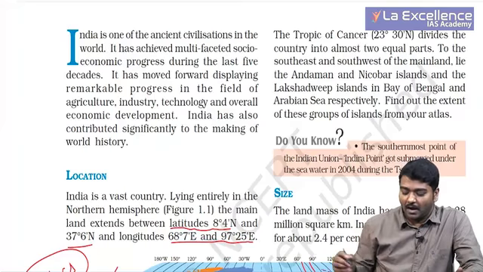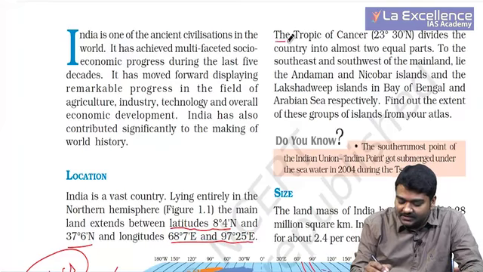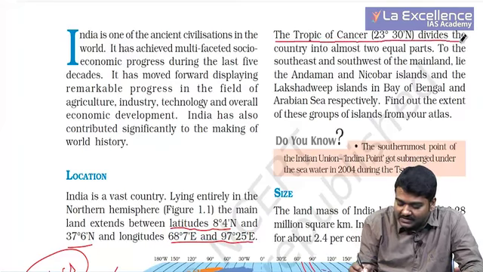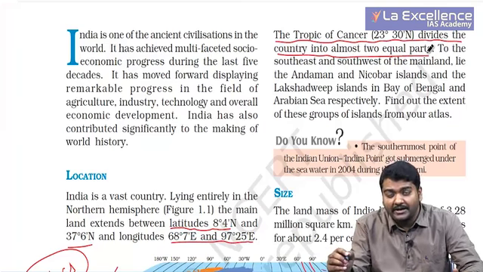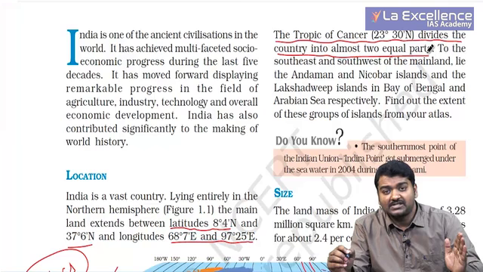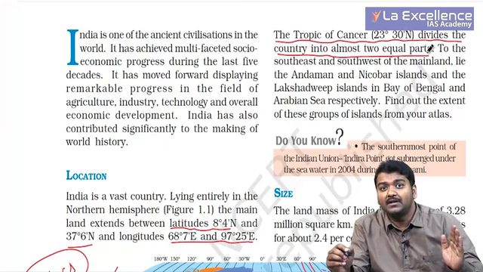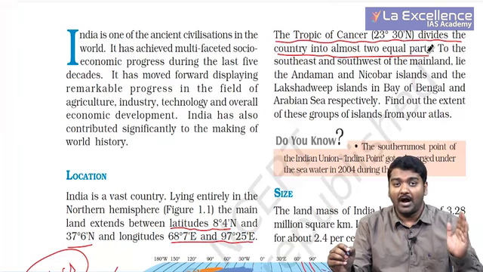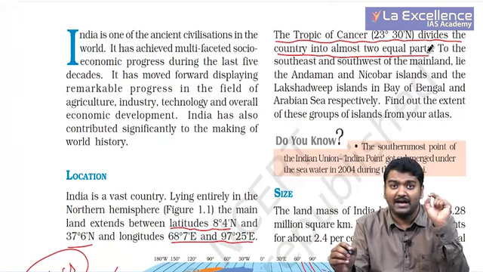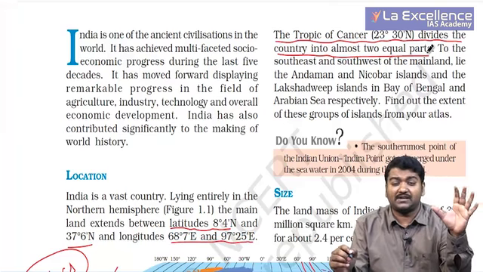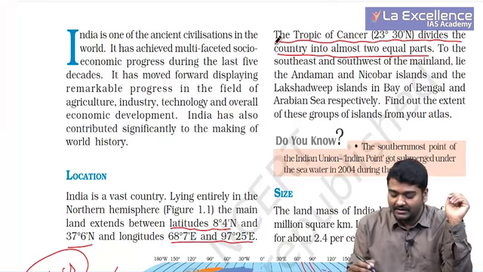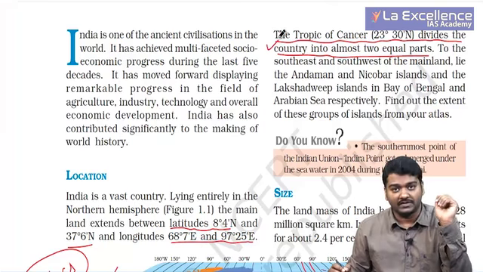And then I want you to see the states through which the Tropic of Cancer passes. There are 8 states, I want you to locate them: Gujarat, Rajasthan, Madhya Pradesh, Chhattisgarh, Jharkhand, West Bengal, Mizoram and Tripura. I want you to remember, UPSC may ask you which of the following states are on the same latitude. At that time, you should be aware of this, right?